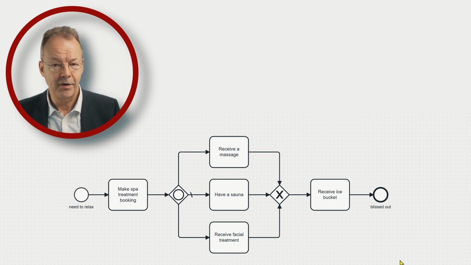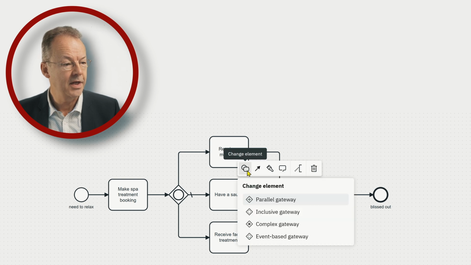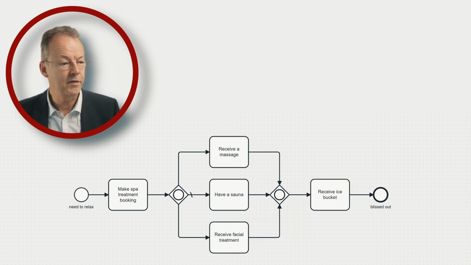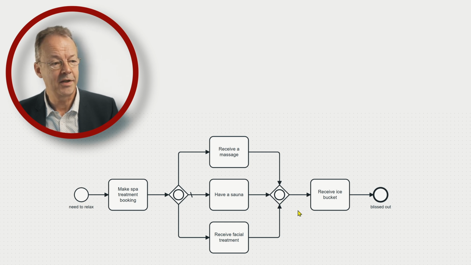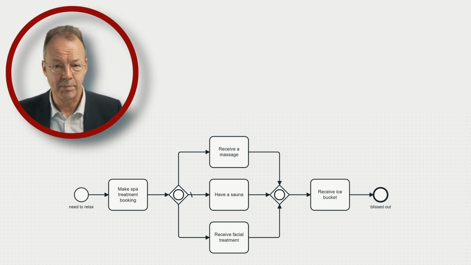And it's very easy to fix. We just need to replace the exclusive gateway here by an inclusive gateway, and then this will wait until all tokens that have been created on the splitting side are received here before receiving the ice bucket.